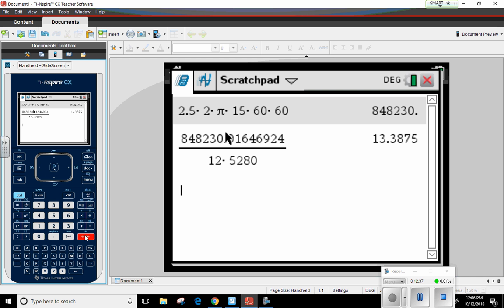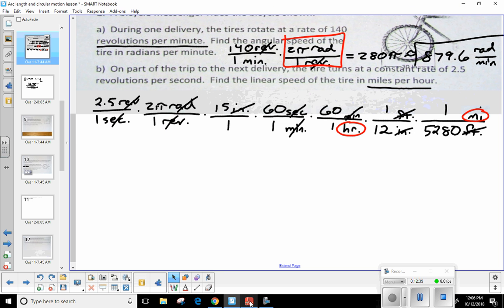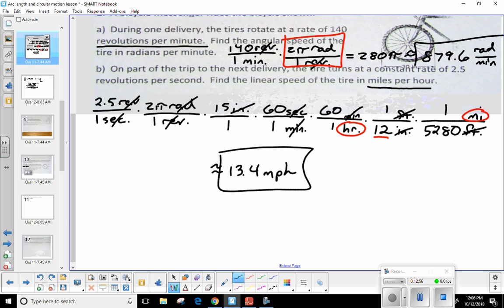Where did the 12 come from? The 12 came from when we were converting the inches to feet. And then we took the feet and converted that to miles. Okay. So here we go. We got about 13.4 miles per hour. Okay, is anyone not sure where any of those values came from?